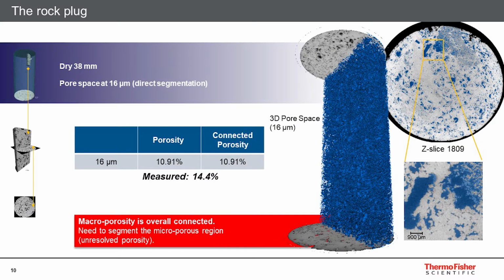Performing a direct segmentation of the pore space highlights the inherent limitations. The porosity is 11%, whereas we know from the laboratory measurement that it should be 14.4%. This means that important parts of the images contain unresolved porosity. We have chosen to go deeper in resolution until the discrepancy in pore space is resolved.